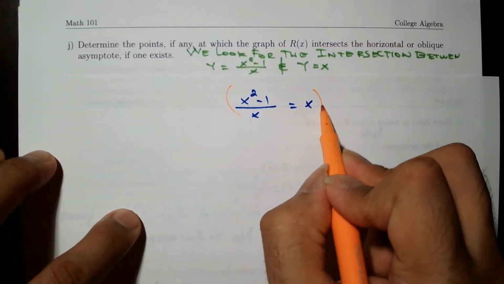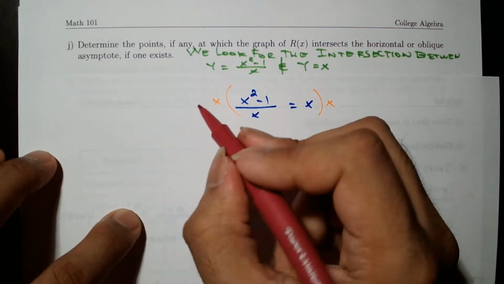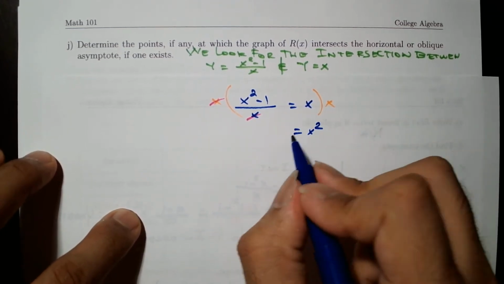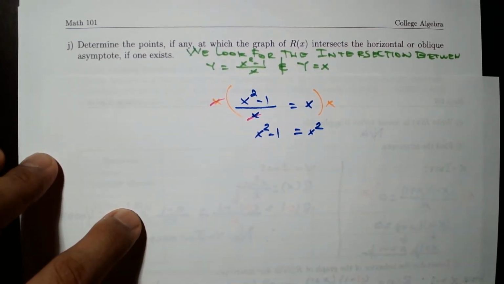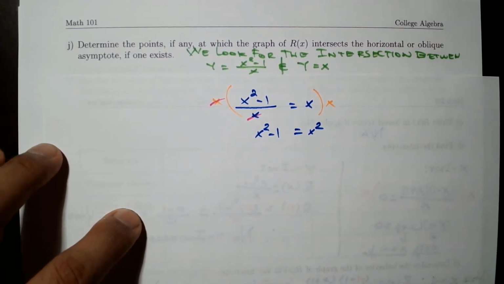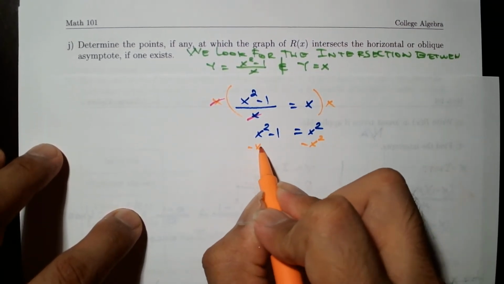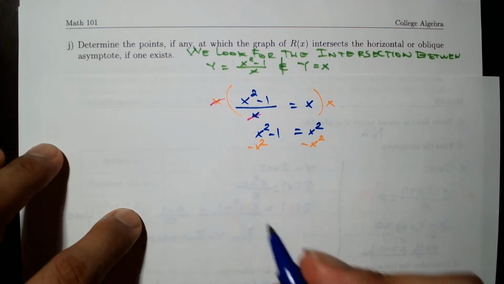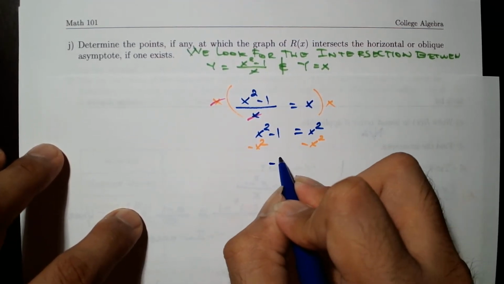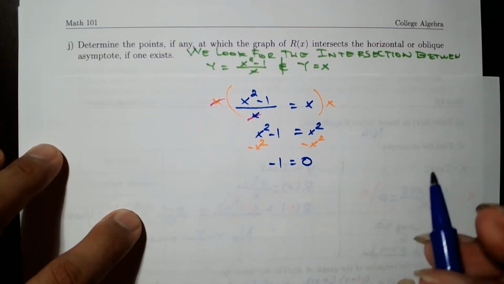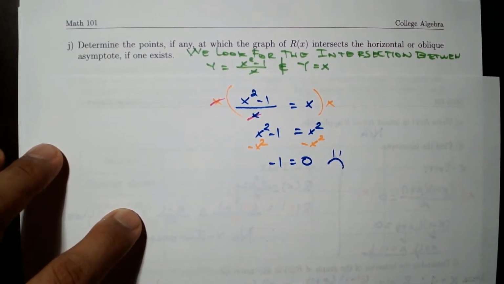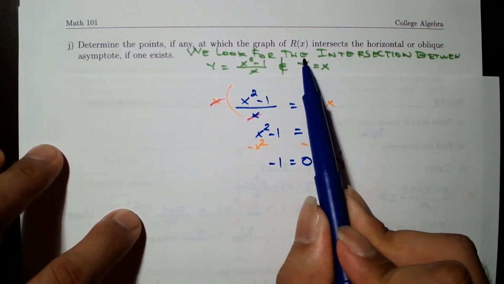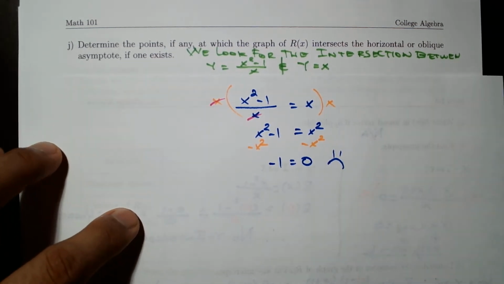I'm going to multiply both sides by x to get it canceled from the left hand side. Then x times x gives me x squared, and x squared minus 1 will remain on the left hand side. Now the goal here is to have x's on the left and constants on the right. But something weird is going to happen here. Do you see what's going on? x squared minus x squared cancels, and we get negative 1 equals 0. We get one of those weird things here. Because this equation has no solution, the function and its oblique asymptote do not intersect at all.